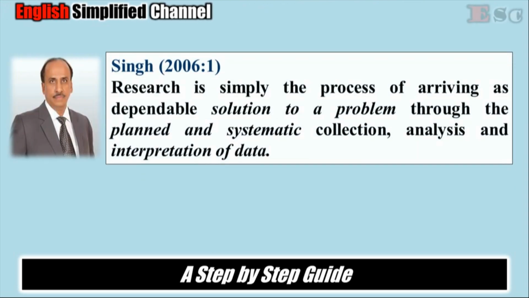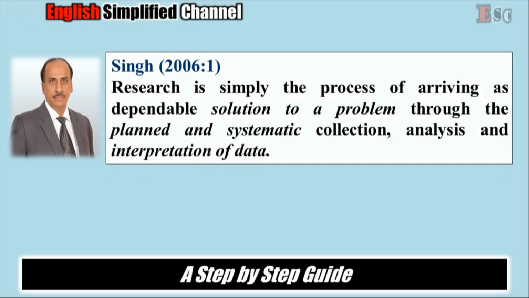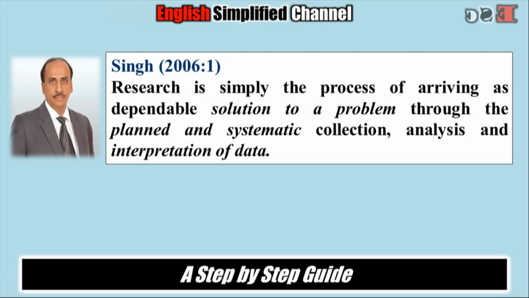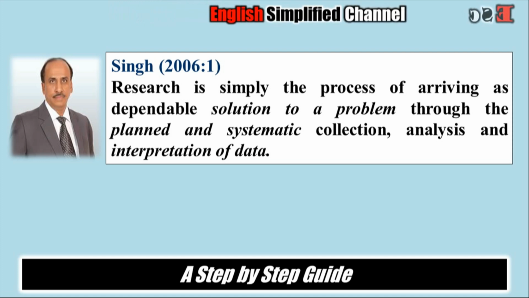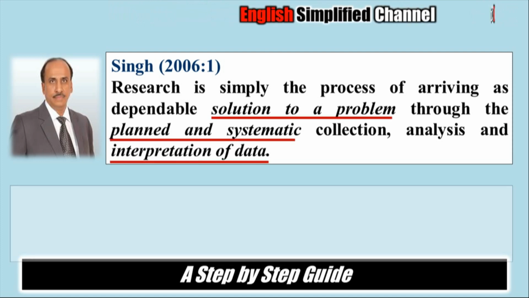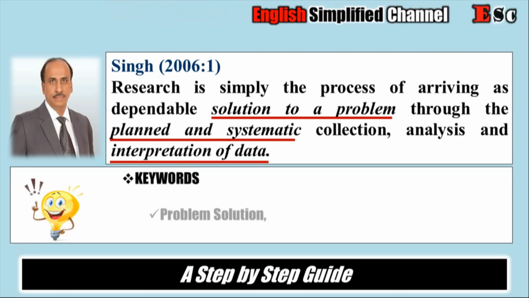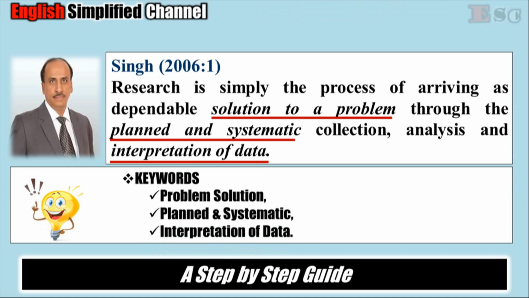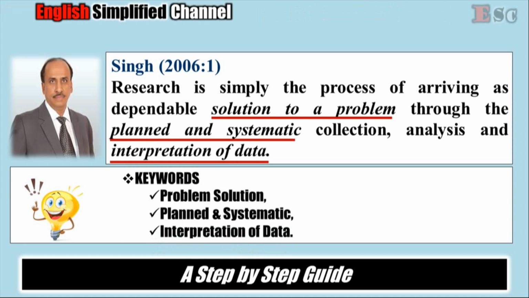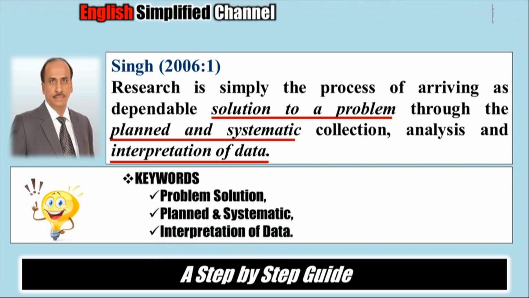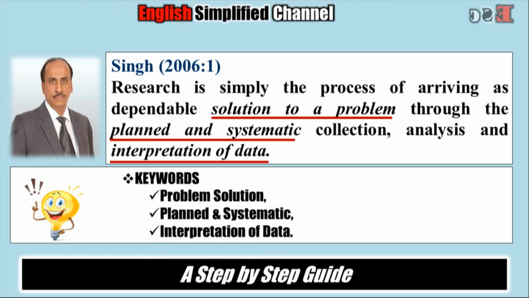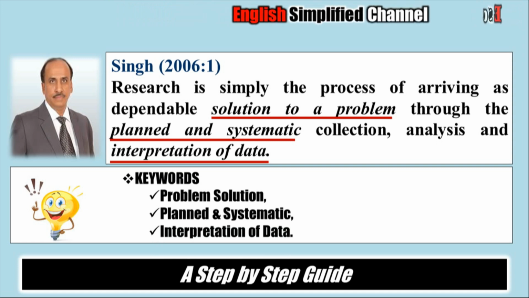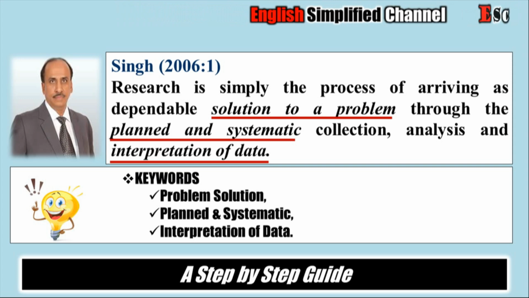Singh states that research is simply the process of arriving at a dependable solution to a problem through the planned and systematic collection, analysis and interpretation of data. Pay attention to the underlined words. In order to understand this, let's clarify these 3 key words. 1. Problem solution. 2. Planned and systematic, and 3. Interpretation of data.